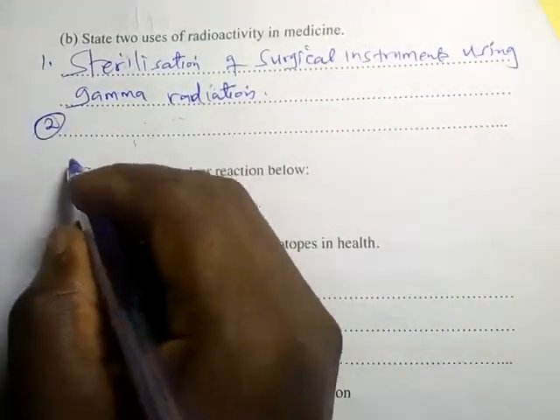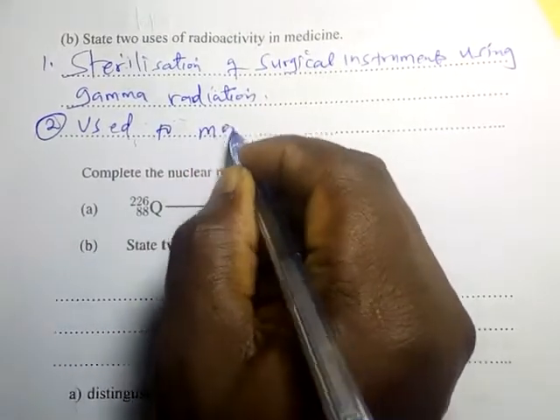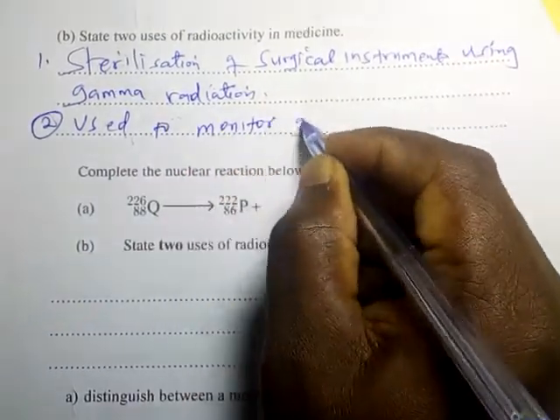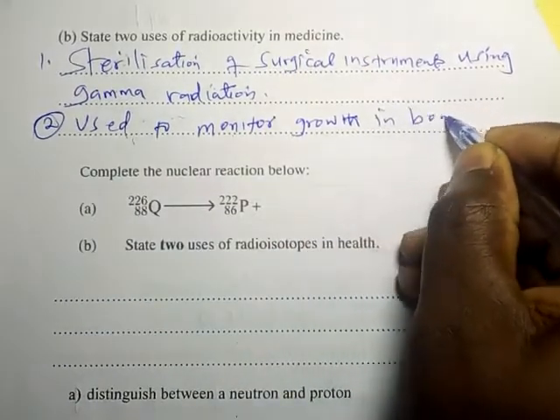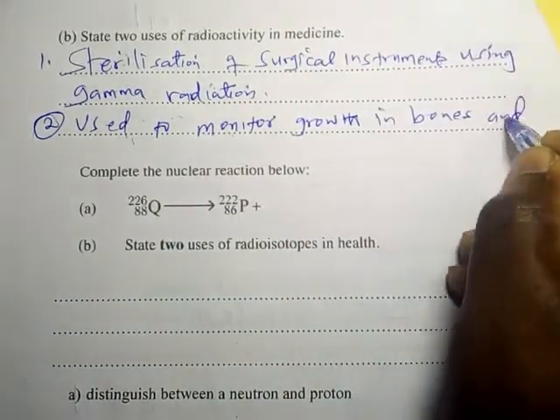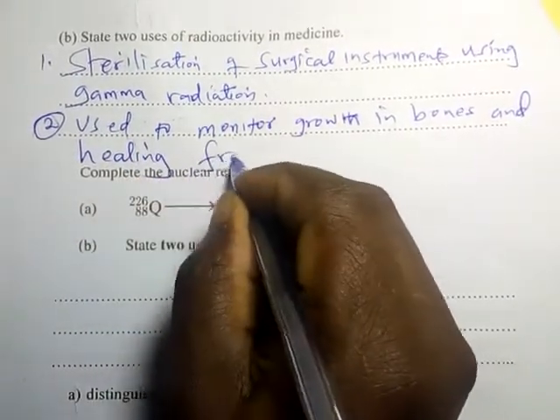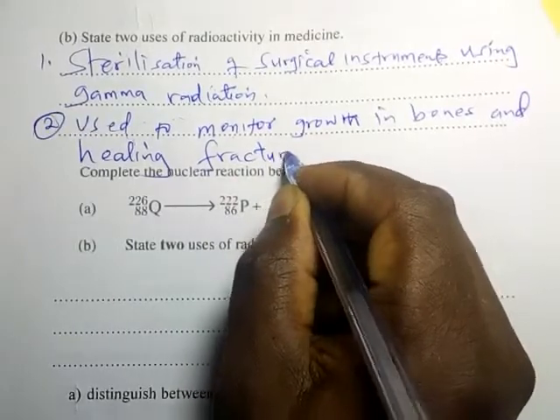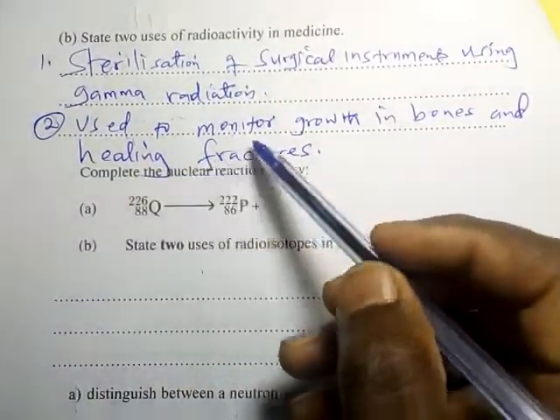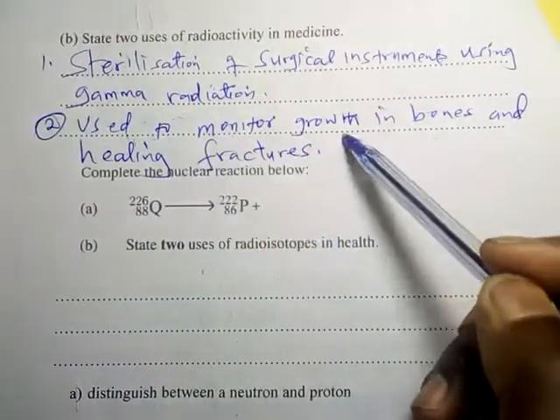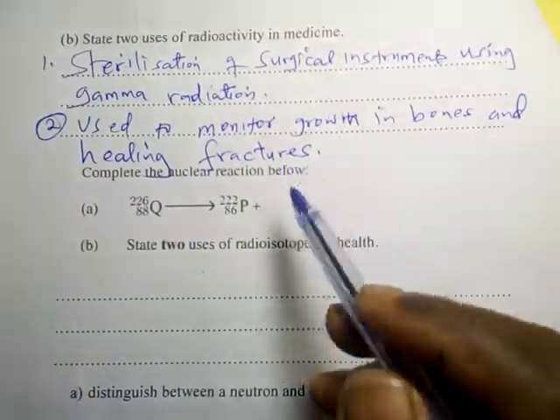So number 2, it can also be used to monitor growth in bones and healing fractures. Once somebody has his leg or a bone has been broken, they use the radiations to monitor how the bones are growing and the healing of the fractures.